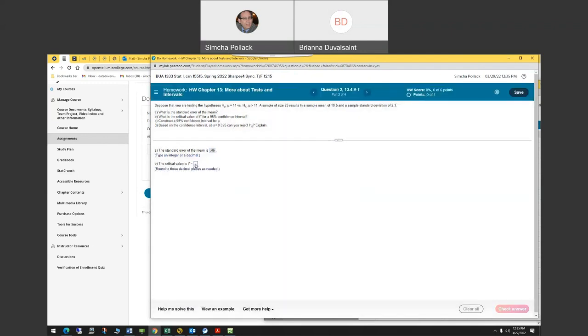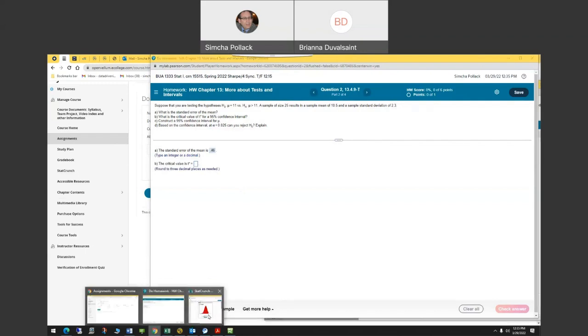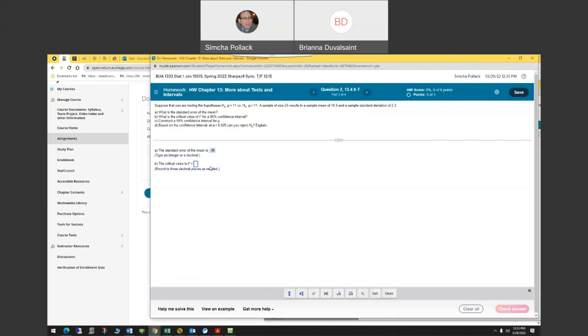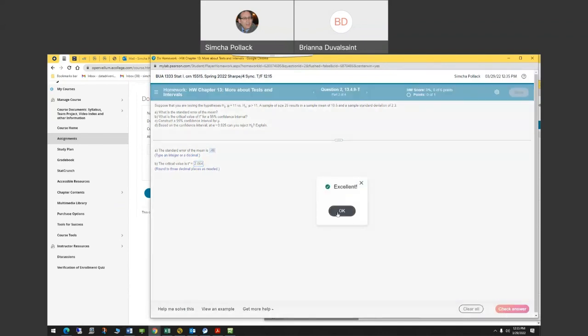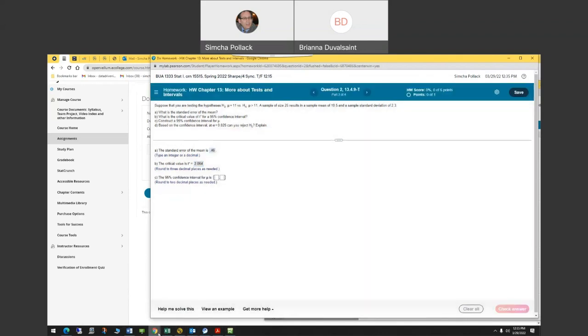The critical value for T star. My only question is, is it one-sided or two-sided? 0.063, we're rounded to 2.064. I would go back and explain.